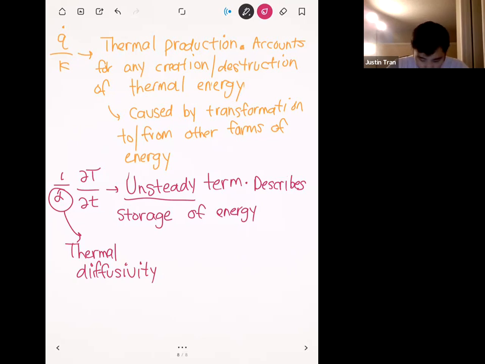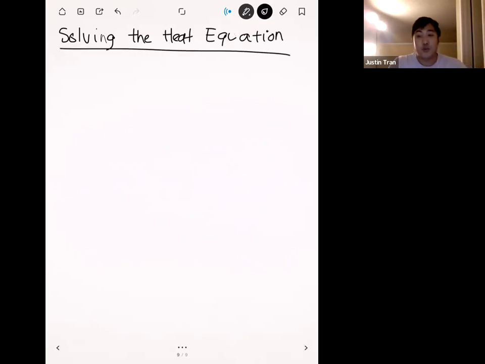Okay. All right. And now that we've presented what the heat equation is, let's talk about how we actually solve it. Because remember, what we're interested in from the heat equation is temperature, and so we ultimately want to solve the heat equation for big T.